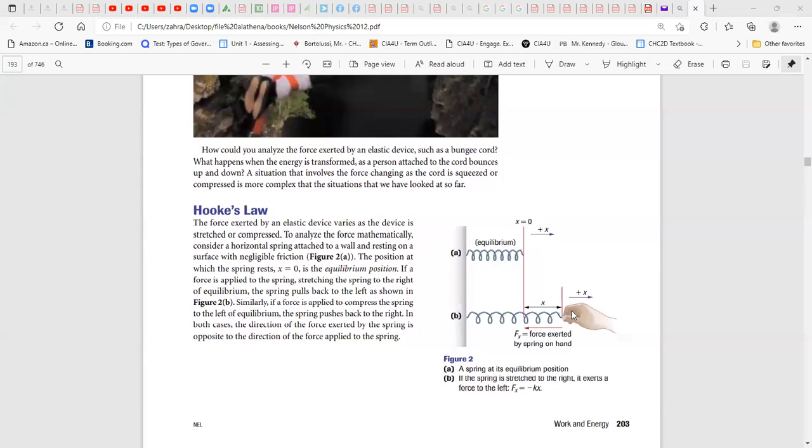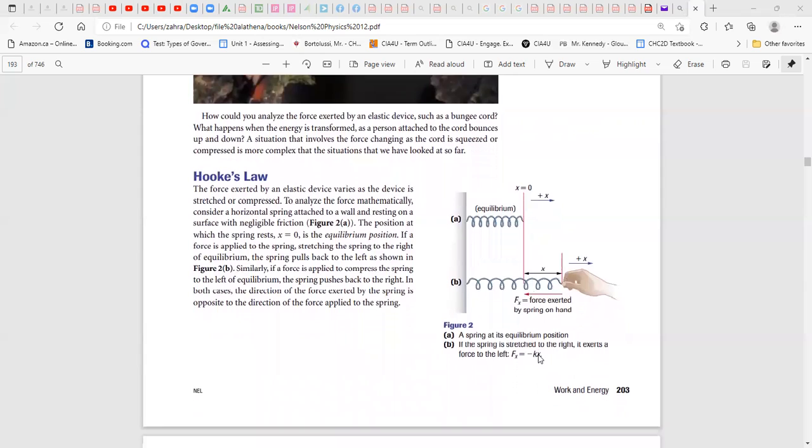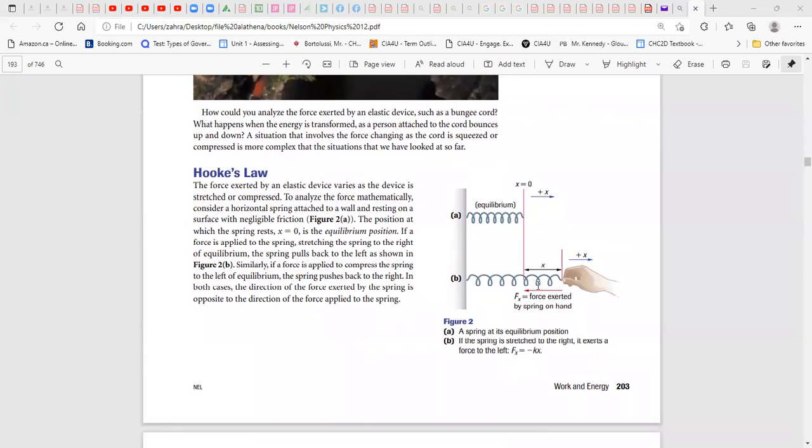When you apply force and stretch the spring to the right, you're holding it, but you feel the force. You feel that the spring is forcing your hand to the left. So the spring is resisting the force that you're applying. That's why, when you talk about the force that the spring exerts on the object, it is negative kx. This negative is because the force of the spring is always against the movement of the spring.